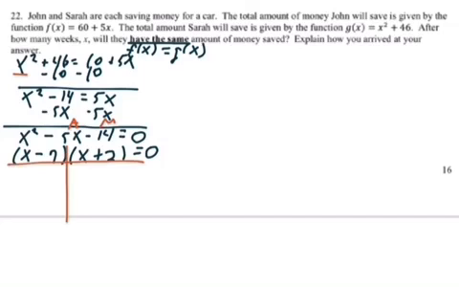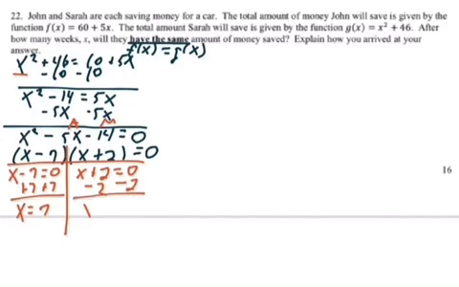Next, make your t-chart. x minus 7 equals 0. Add the 7. So x equals 7. x plus 2 equals 0, minus 2, and x equals negative 2.